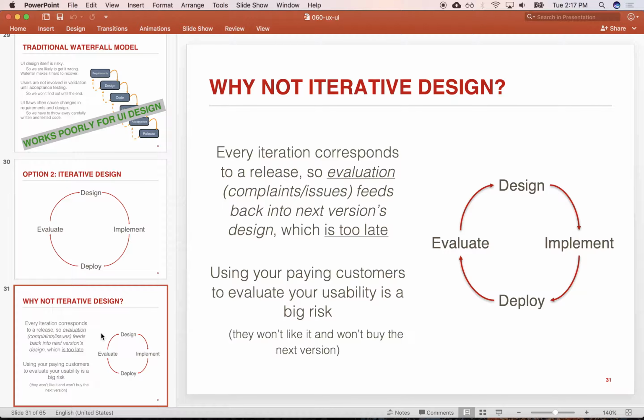Do some empirical testing of user interfaces to very quickly weed out some of the alternatives early on, so that we don't risk having the paying customer looking at some of these half-baked solutions.